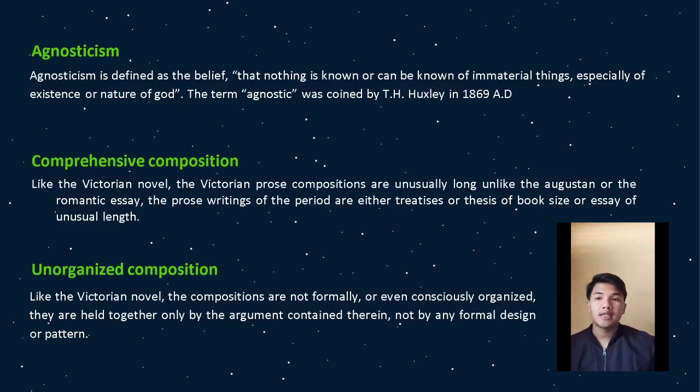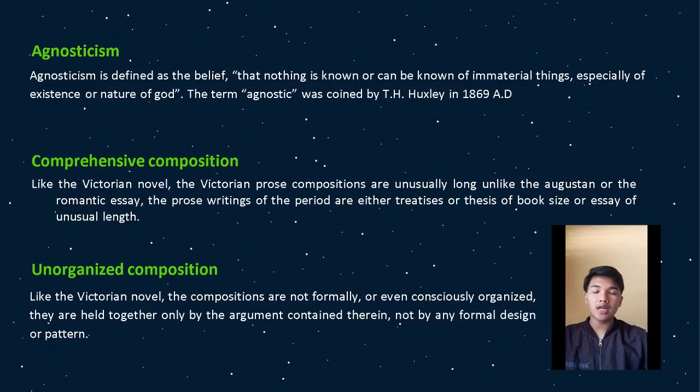By composition here I mean the placement or arrangement of visual elements or material in a work of art. Next is the unorganized composition. Like the Victorian novel, the compositions are not formally or even concisely organized. They are held together only by the argument contained therein, not by any formal or certain pattern. For example, Ruskin's Unto This Last and Mill's On Liberty are, strictly speaking, not works of literature. However, since they advocate the human view of life as against the political, economic, or biological, they are elevated into literature. Besides, they are written in a language and style which is not truly literary, but approximates the style of literature.